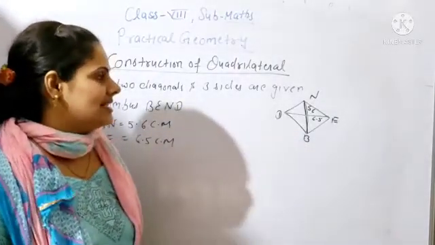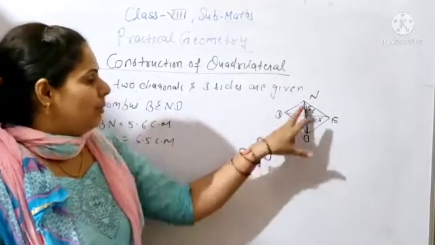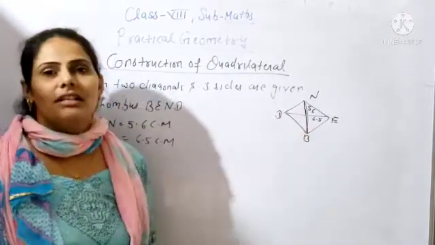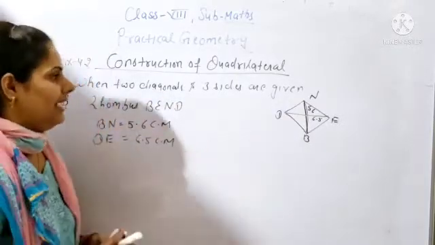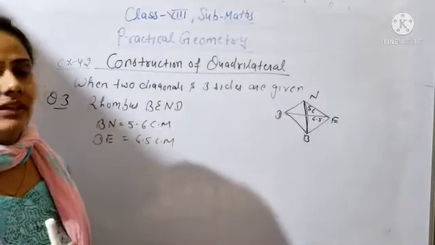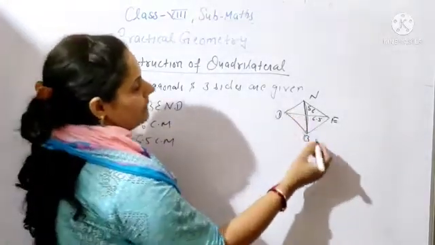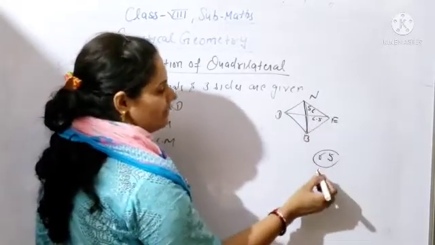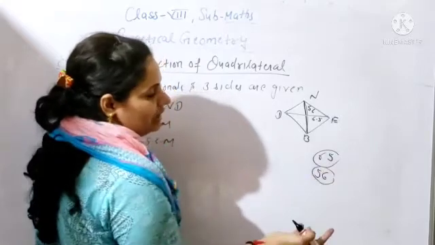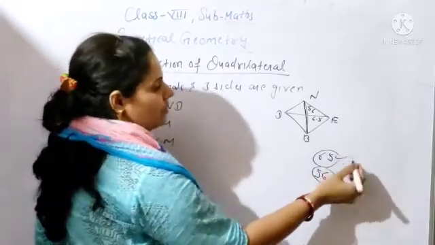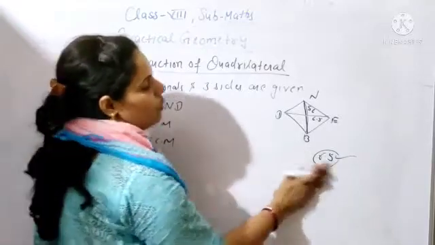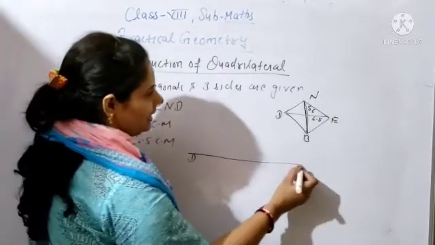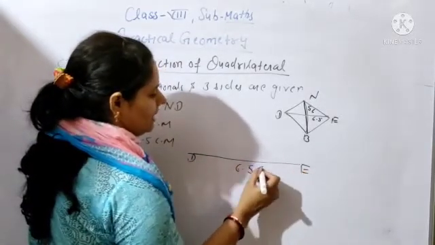First, what will you do in this type of question? From both the diagonals, you will take one diagonal first. You have to take the odd number. Removing the decimal, we have 65 and 56, so the odd number is 65. So first we will draw the diagonal 6.5. This is diagonal DE, 6.5 centimeter.